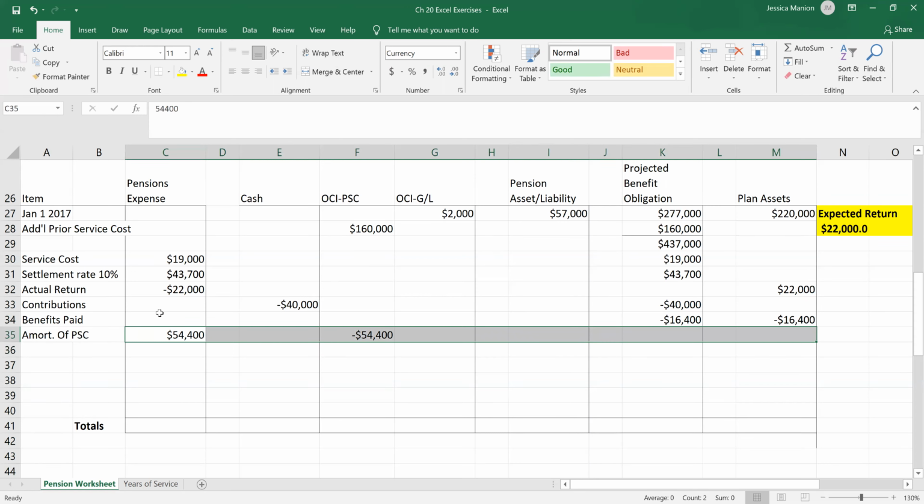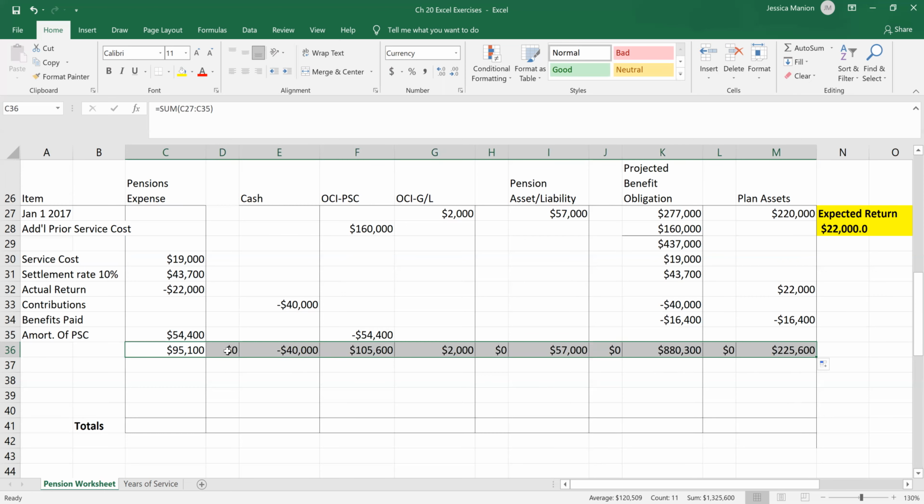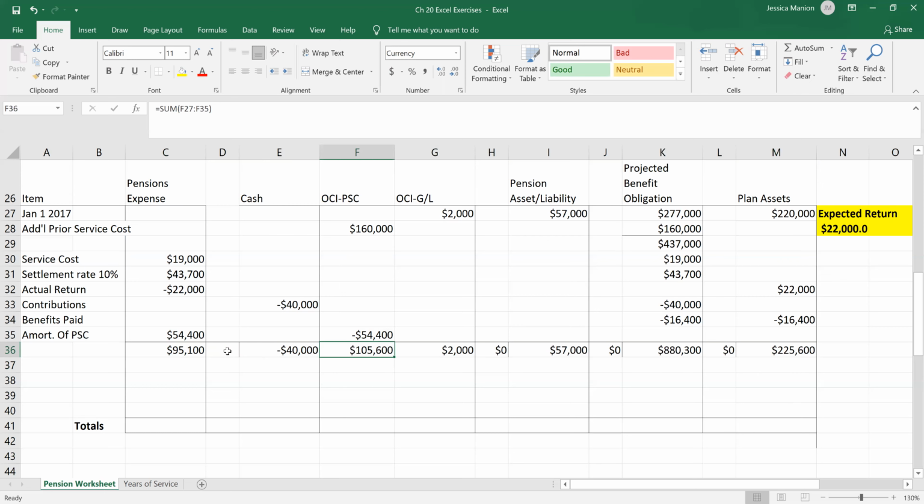I'm going to do some totals here. So equals the sum of all of these. Okay. Delete these zeros out of here that we don't need. Okay. And so now, what are we? Yeah, we've still got the 22 there. We got the, oh, you know what? I forgot. Where is my, okay, no contributions.